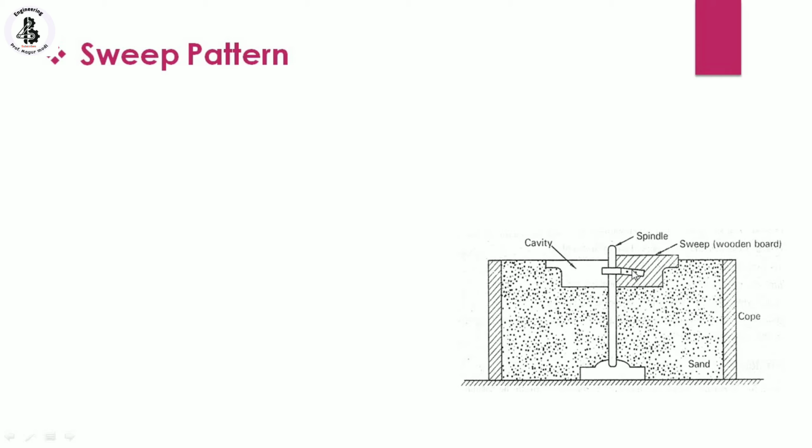As per the requirements of the shape and size of that particular sand mold, you have to make such kind of sweeps. Just you can see this is the shape of the sweep, or you can say wooden pattern, or wooden board. By rotating, it will make such a cylindrical kind of mold cavity. As per my requirements, it will make a different shape and size of the wooden board, or you can say sweep. By the sweeping, it will make a mold cavity. That's why it is known as a sweep pattern.